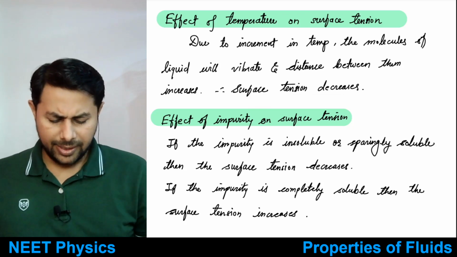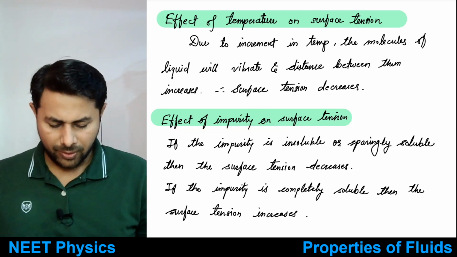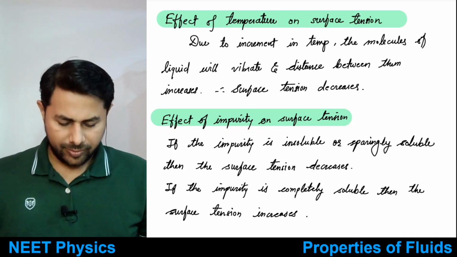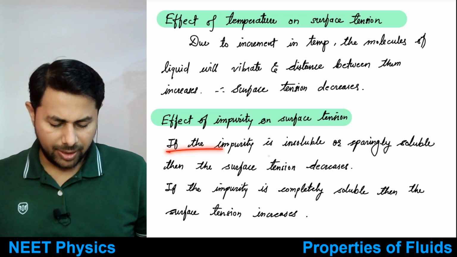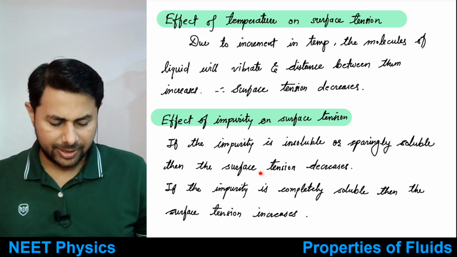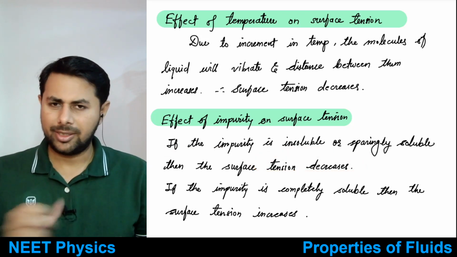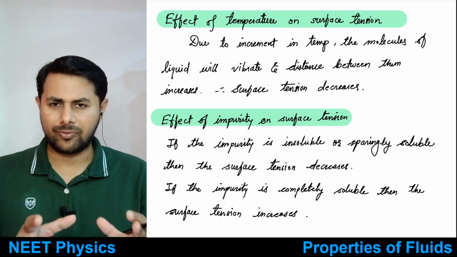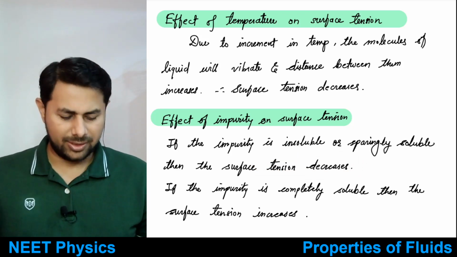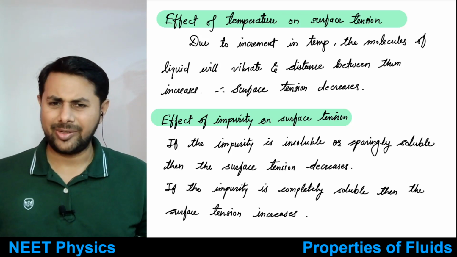Okay, the next is, I'm sorry, the effect of impurity. Now there are various kinds of impurities. If the impurity is insoluble or sparingly soluble, then the surface tension decreases. If the impurity is insoluble, for example, you take water, then suppose there is something that is not soluble in water. Any example?